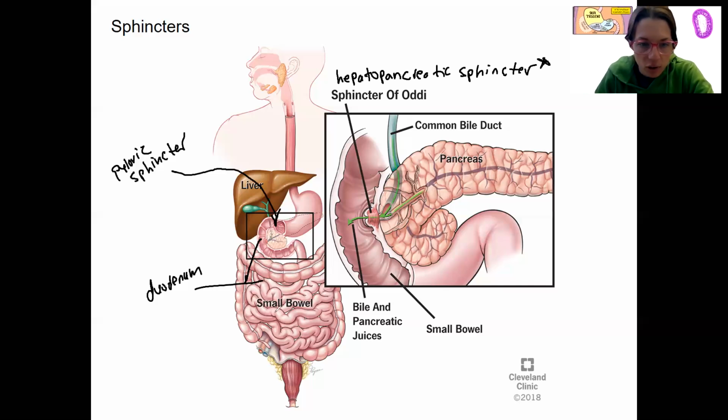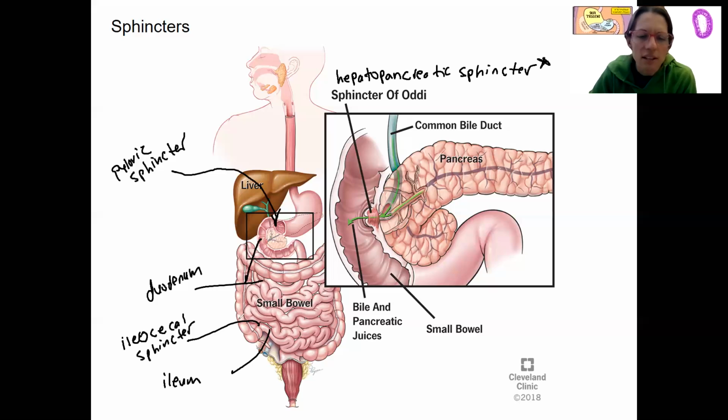The other sphincter I want to tell you about, where else would we have a sphincter here? We'll go through the small intestine, duodenum, jejunum, ileum, right here. We want to be able to regulate flow to the large intestine. So there's a sphincter right here called the ileocecal sphincter. The cecum is this large portion of the large intestine right here. This is the appendix hanging off there.